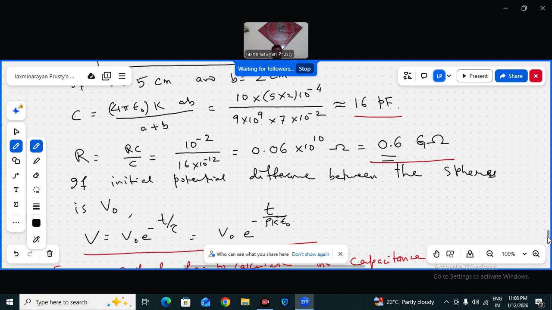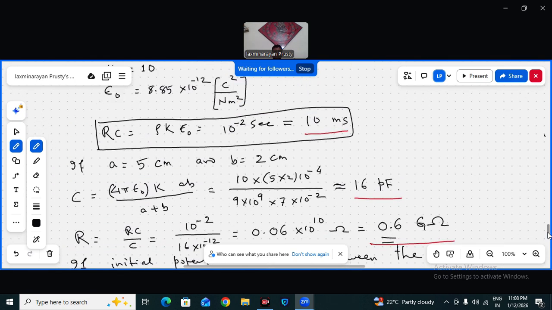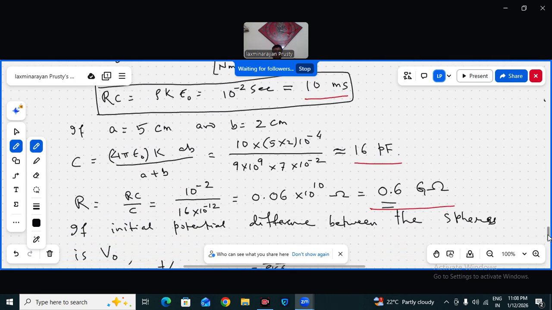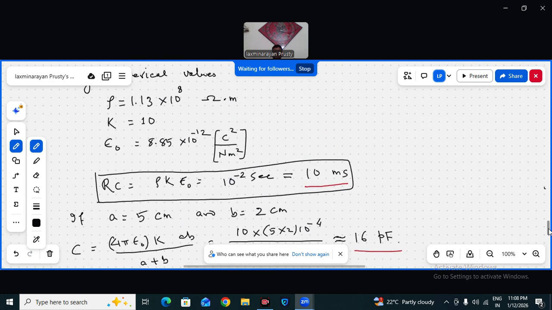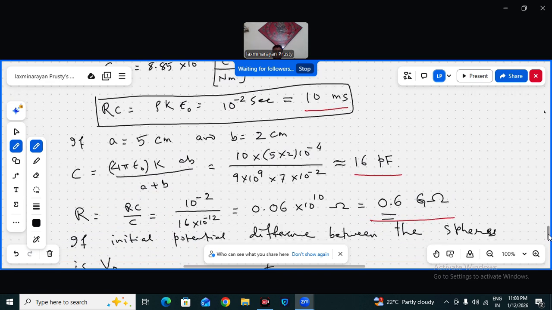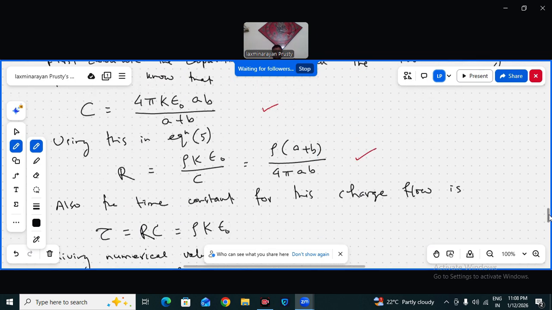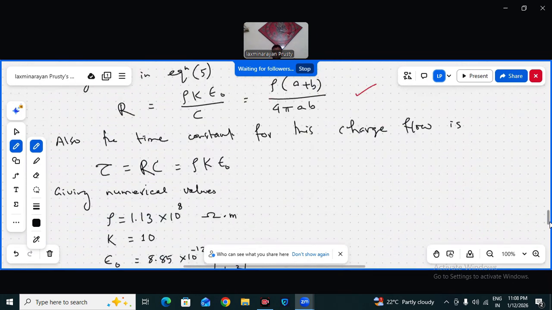0.6 gigaohm is the resistance between these two when the separation between them is large, and the capacitance, as I told, is 16 picofarad, and RC value is 10 millisecond. Okay, close. You see, these are not exact values. If I multiply, I get 10 millisecond. Okay, that's it. Understood this?